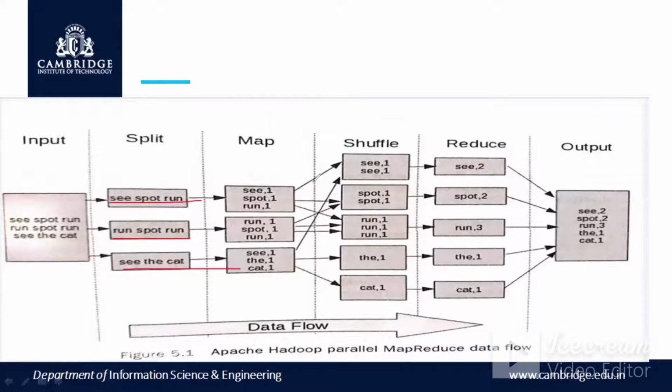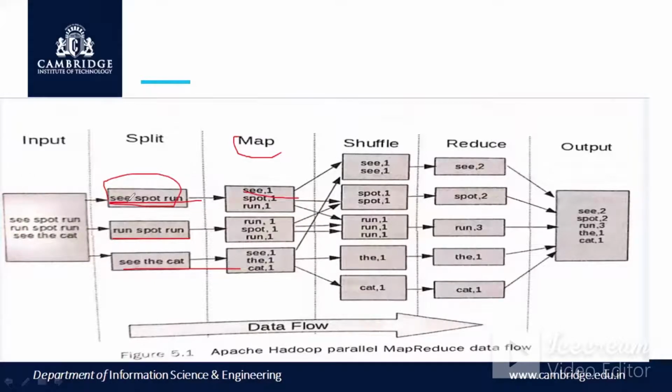Next is map. What map does is check each and every line and find the number of occurrences of each word, and it converts this line into key value pairs. You can see the key value pairs here. So what does the mapper do? It checks each and every line.